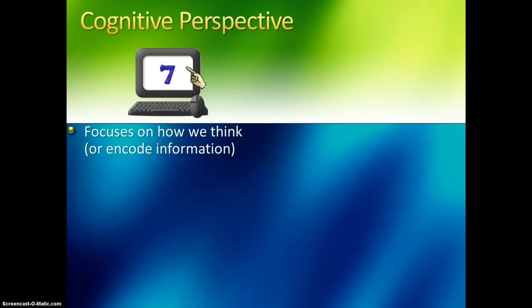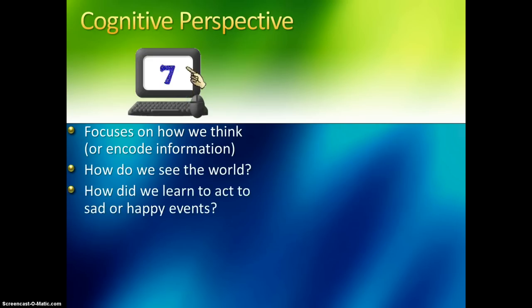All right, so cognitive, in case you weren't aware, that's dealing with your thinking. And I'm making hand gestures and talking with my hands, and you can't see that, but here I am. Just gesture in your head. All right, so this is focusing on how we think or how we process information or encode it. How do we see the world? How did we learn to act when we have sad or happy events?